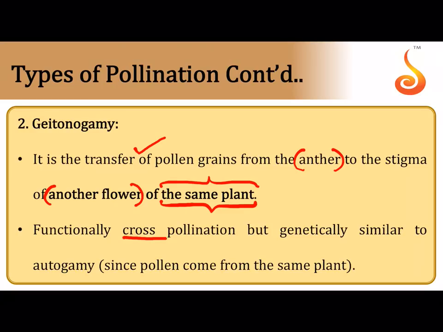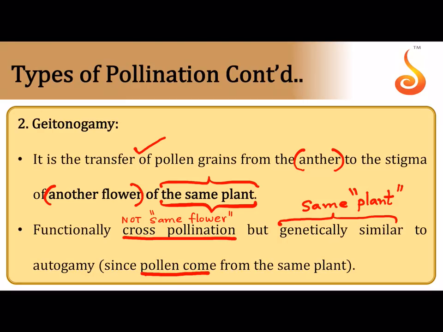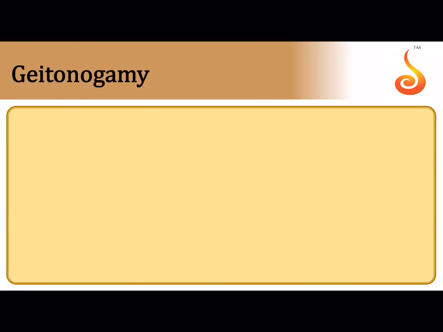Why is it functionally cross-pollination? It is functionally cross-pollination because it is not the same flower. Yes or no? It is not the same flower as in autogamy. Isn't it? It is two different flowers on the same plant. Why are they genetically similar? Because the plant is the same. If the plant is the same, the genetic constitution is the same, since the pollen comes from the same plant. See the difference here? Because it is not the same flower, it is cross-pollination. Because it is the same plant, it is genetically similar.